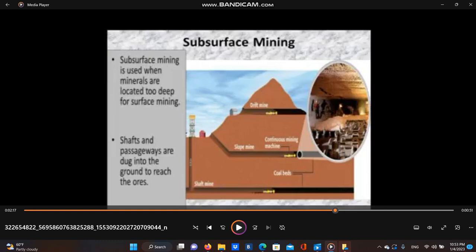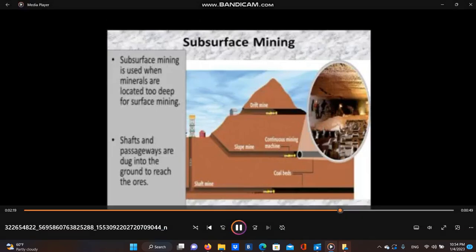They dig shafts so they can find hidden minerals deeper underground, because in quarry mining and open pit mining they can't reach that far underground, so this is popular. So they build these shafts, and the top is called a drift mine. There's a slope mine, and a shaft mine. There are machines here, a bigger view, and coal beds. Shaft passageways are dug into the ground to reach the ores.